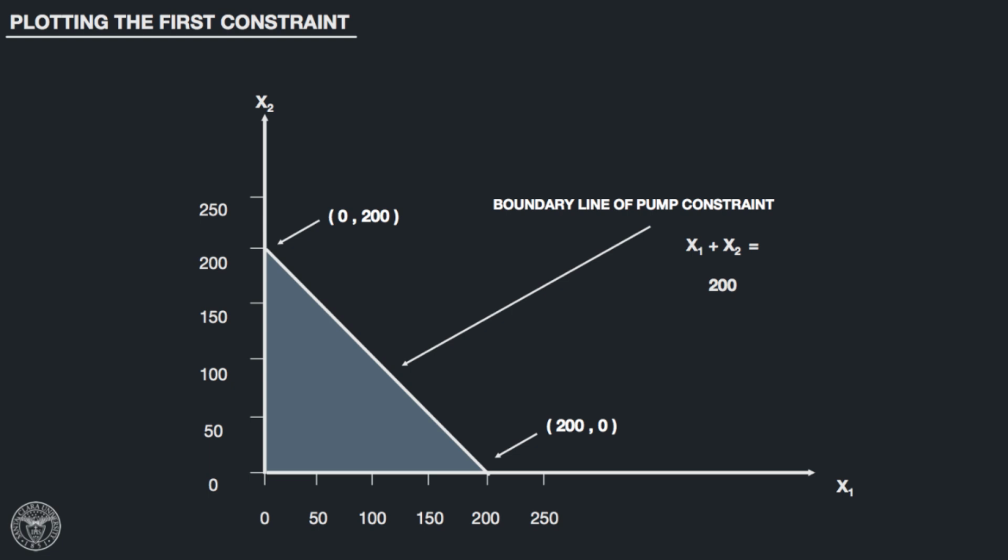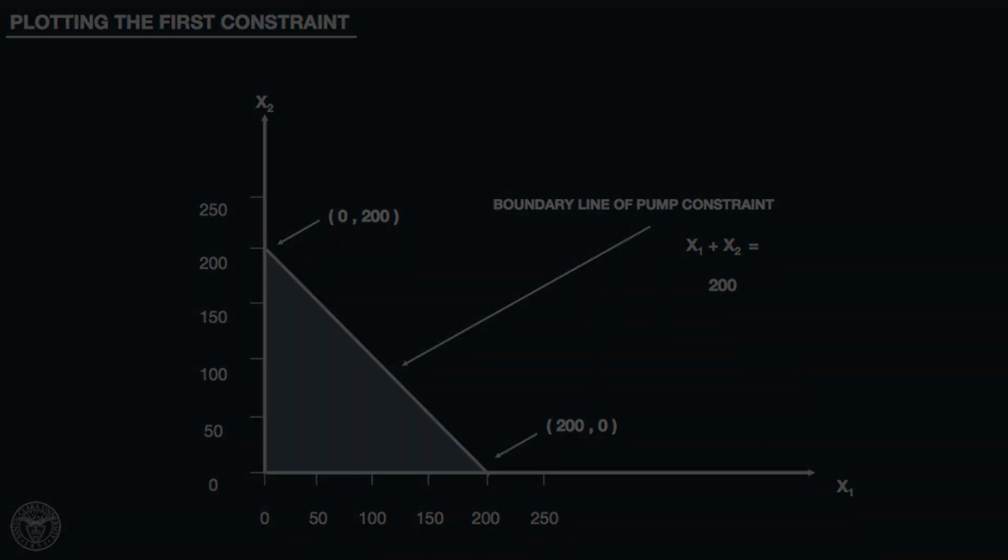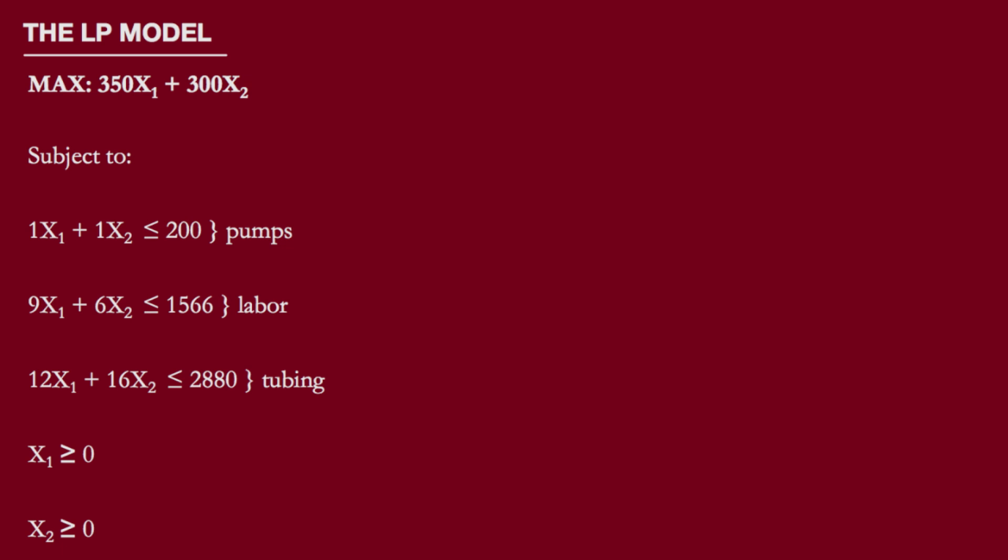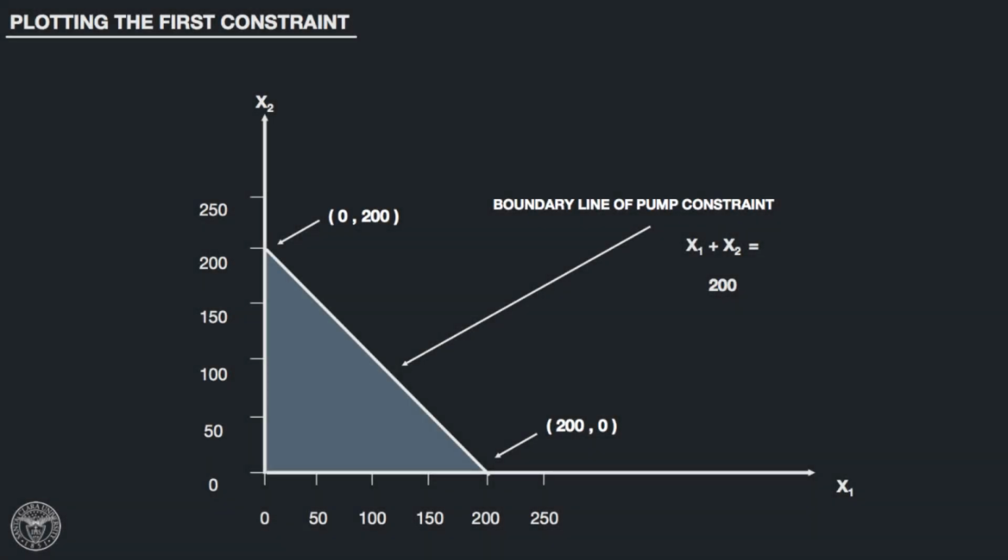In this case, if we go back to the LP model and we look at the right-hand side values, the 200 for pumps, 1566 for label, and 2880 for the tubing, and the left-hand side equations, we determine that the value of 250 might be enough for x1, and 250 will be sufficient for x2 as well. So that will be the two values we decide for the horizontal and vertical lines.